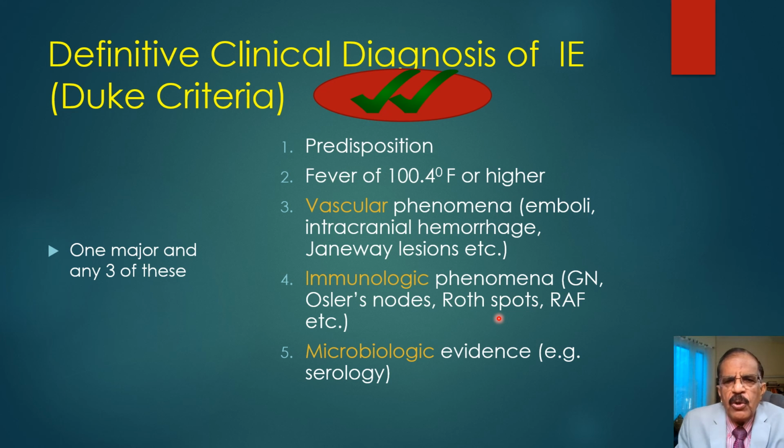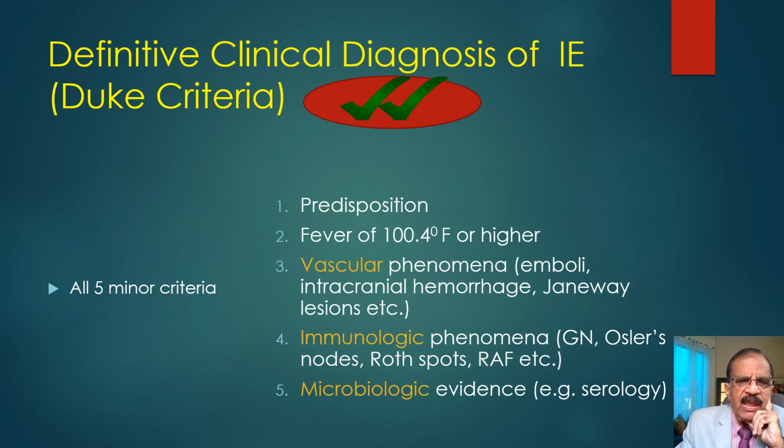Then microbiological evidence of serology, some antibodies against a specific organism, if that is present. So these are actually all relatively non-specific, so that is why you need to fulfill 3 out of this plus 1 major criteria, then you can make a diagnosis. Okay, so I think if you have learned this one, the next one would be easy.